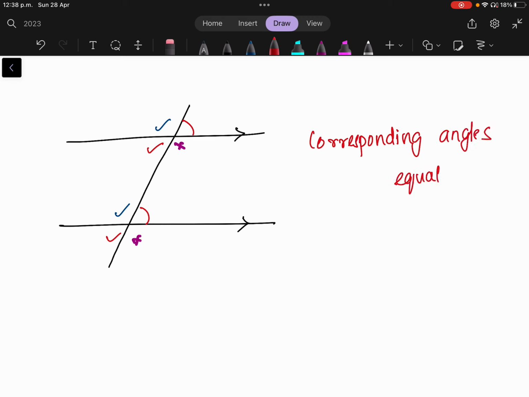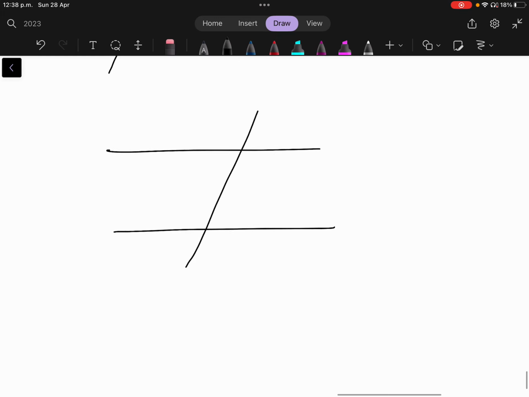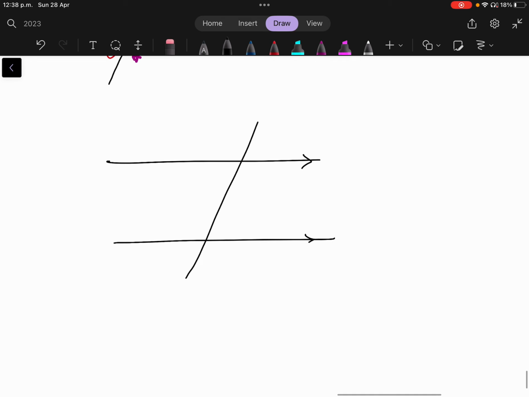Now with the same set of parallel lines cut by a transversal, this angle and this angle are called alternate angles. The same is true with this angle and this angle. Alternate angles will always be equal.